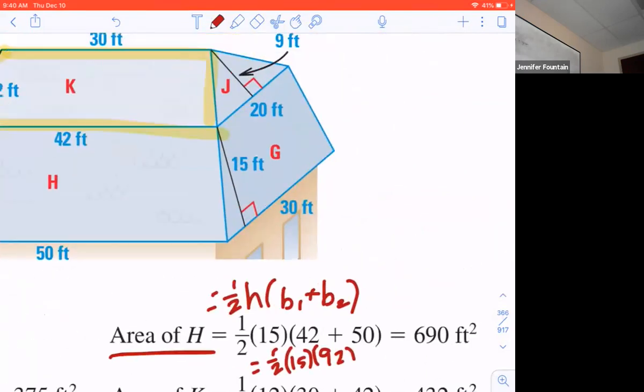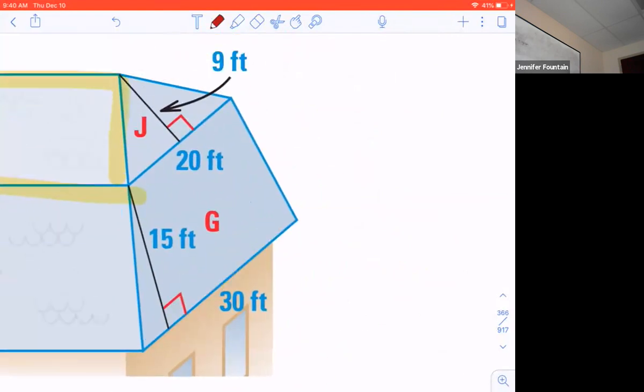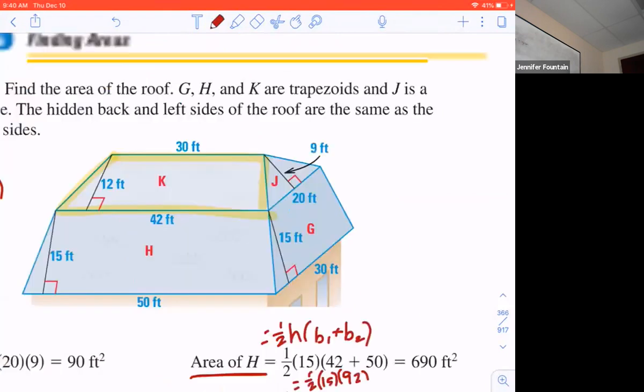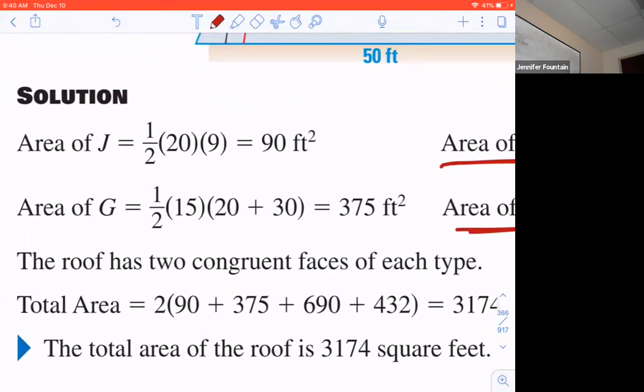Look at G on the side. Again, what kind of shape do I have? A trapezoid. So my formula is area equals 1/2 H times (B1 plus B2). We can see right below it, they plugged in that information. They found that the area of G is 1/2 times 15 times (20 plus 30). 20 plus 30 is 50. So 1/2 times 15 times 50 is 375.